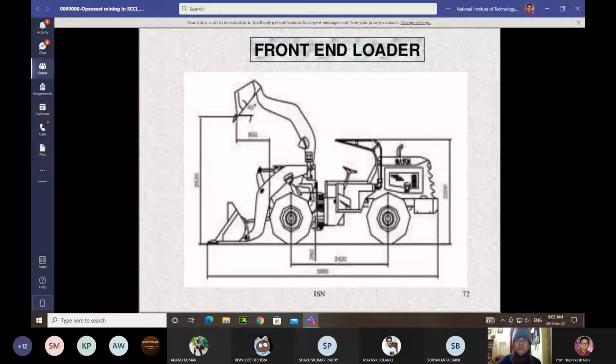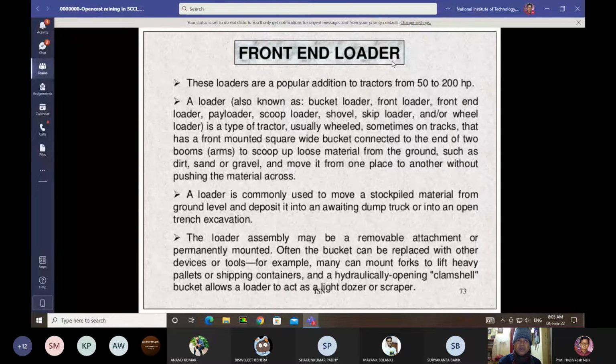So what is the function of the front end loader? These loaders, front end loaders, are a popular addition to tractors from 50 to 200 horsepower. The capacity of the front end loader varies from 50 horsepower to 200 horsepower. A loader, a front end loader, also known as bucket loader, payloader, also people call it scoop loader, shovel, skip loader, or wheel loader, is a type of tractor, usually wheel mounted.